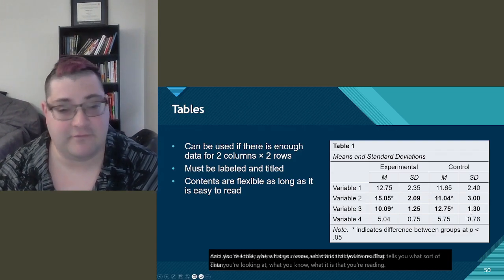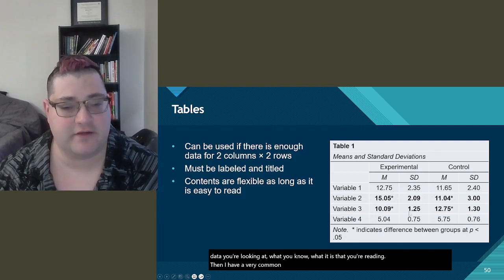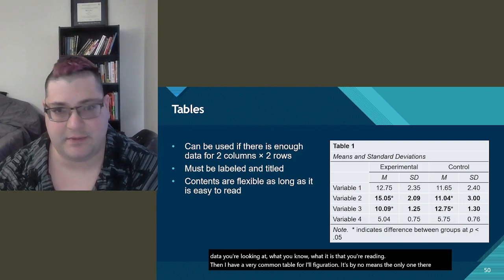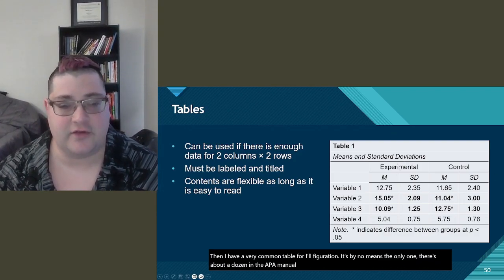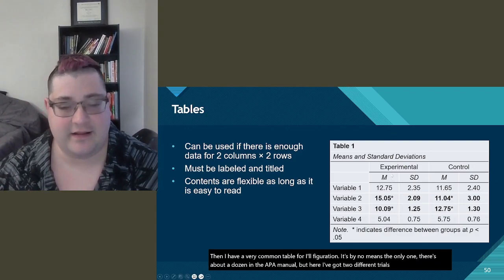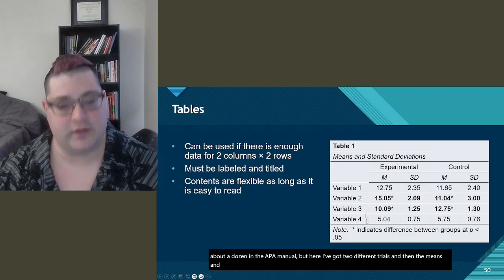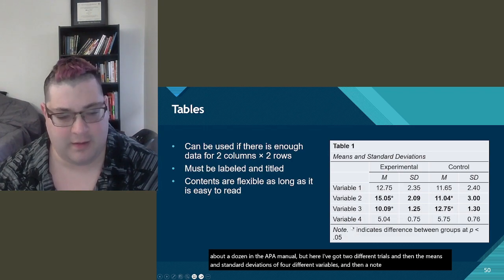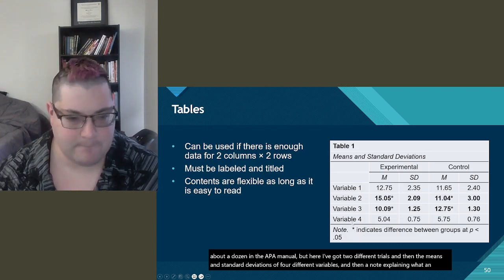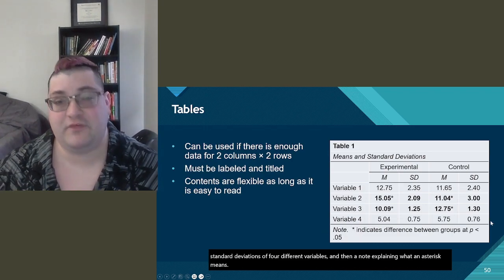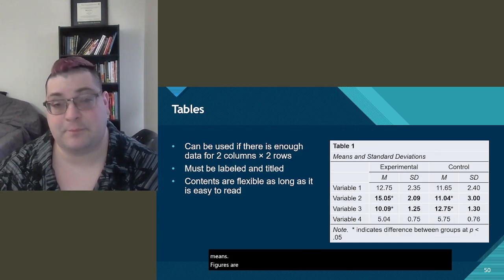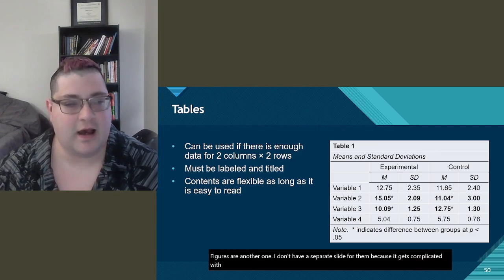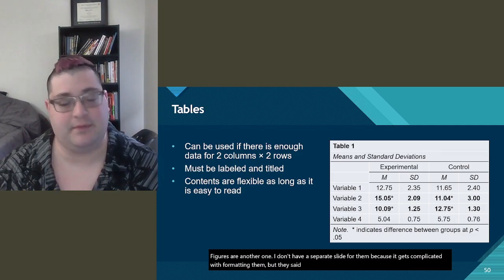Then I have a very common table configuration. It's by no means the only one. There's about a dozen in the APA manual. But here I've got 2 different trials, and then the means and standard deviations of 4 different variables. And then a note explaining what an asterisk means. Figures are another one. I don't have a separate slide for them because it gets complicated with formatting them. But they similarly need to be labeled and titled.